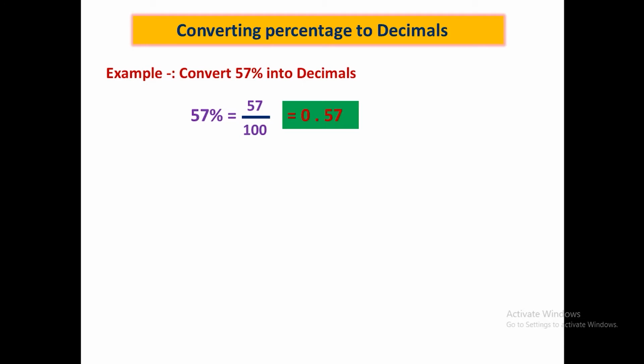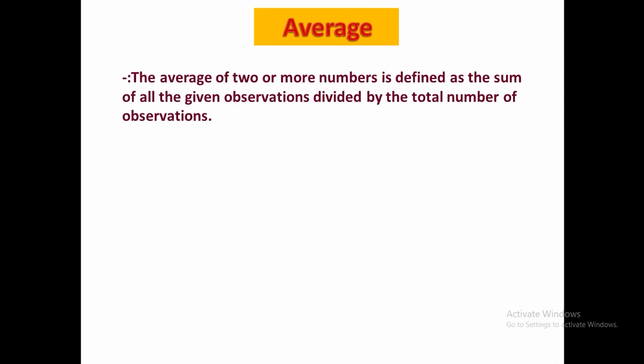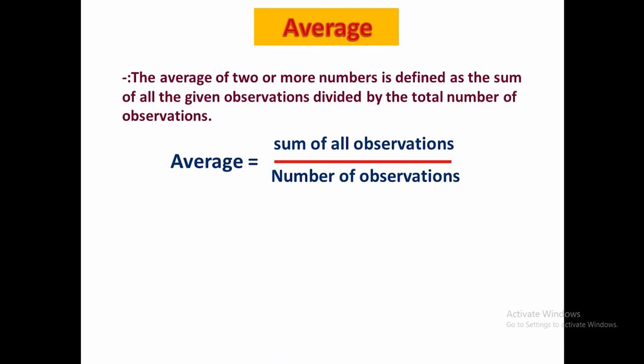Now let's see what do you mean by average. The average of two or more numbers is defined as the sum of all the given observations divided by the total number of observations. We find out the average of a group of numbers by adding up all the numbers, dividing the total by how many numbers there were. Therefore, average is equal to sum of all observations upon number of observations.